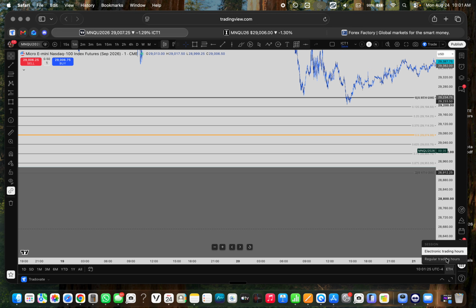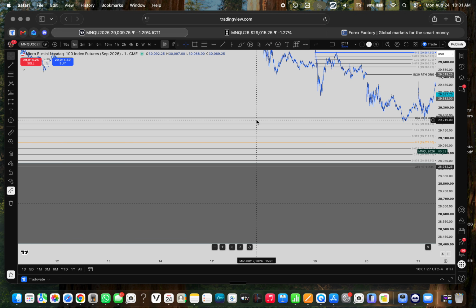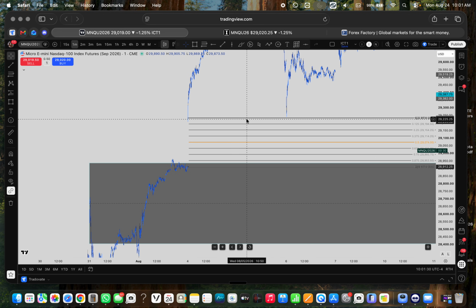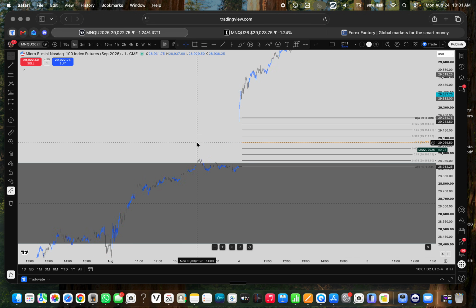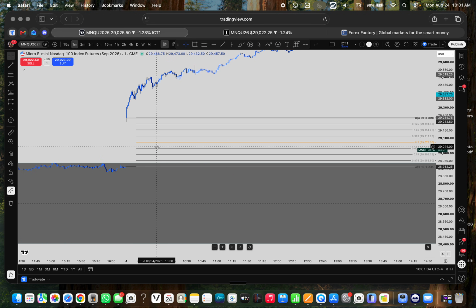I'm going to go down to regular trading hours because it might be faster to show. Yeah. Back in August 4th, there's a gap between the 6:14 time down here and 9:30 opening.